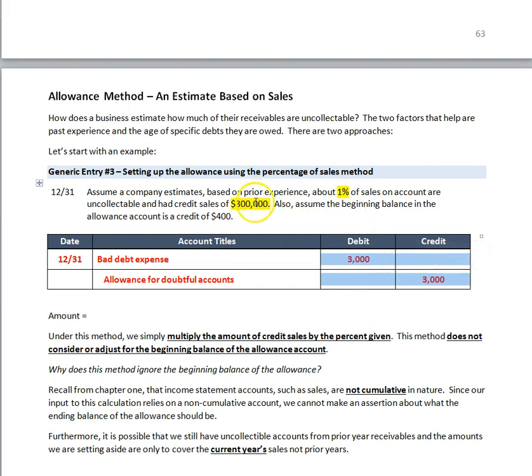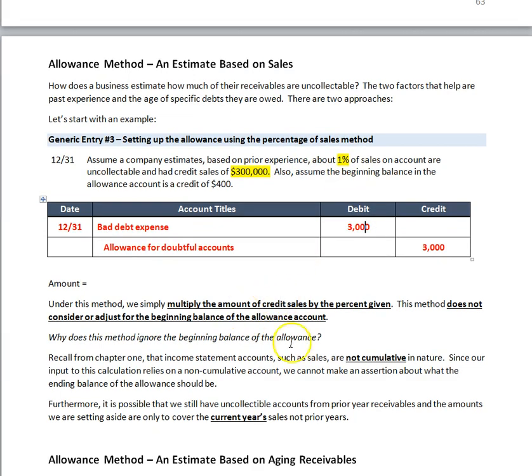But here you just multiply the amount of credit sales times the percent that management believes is uncollectible, and you have your amount. This one does not consider the beginning balance. The next approach does. So notice we didn't do anything with this number. We can cross this out actually. It does not consider the beginning balance under this approach. That's one of the confusing things between the two approaches. There's a reason for it.